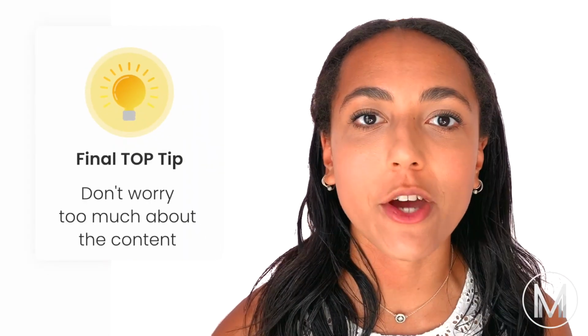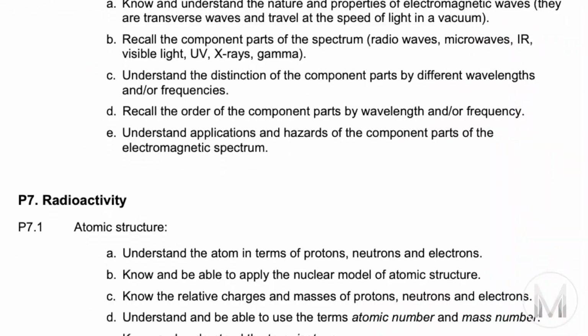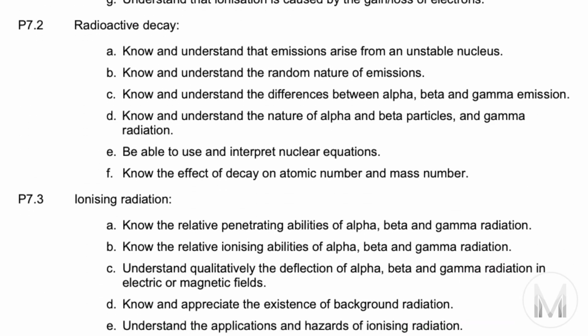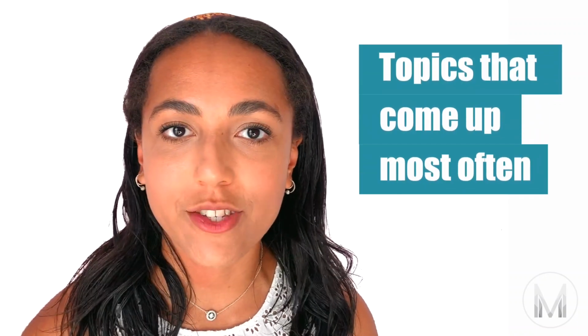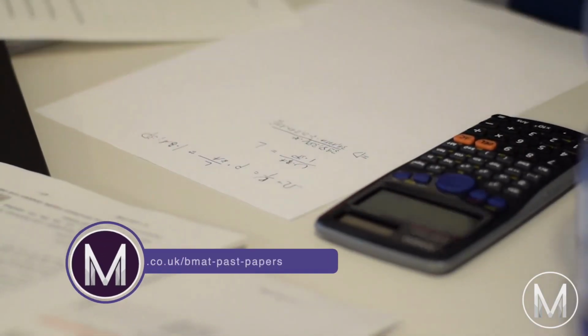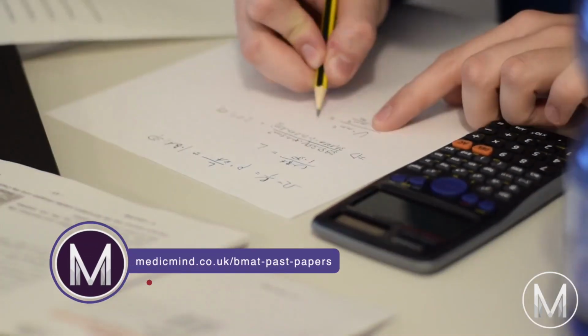My final tip is to not worry too much about the content. I know when I prepared for my BMAT that I was really preoccupied by 1 or 2 topics that were mentioned in the specification, even though they probably wouldn't come up in the paper. Have a look at our list of the topics that come up most often for each subject and make sure you know these really well. These are far more likely to come up, and you'll get a lot more answers correct by learning these topics, rather than learning one thing that's really niche that might only be one question or even none at all.